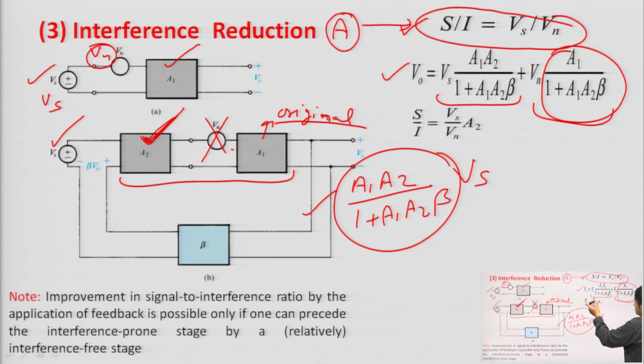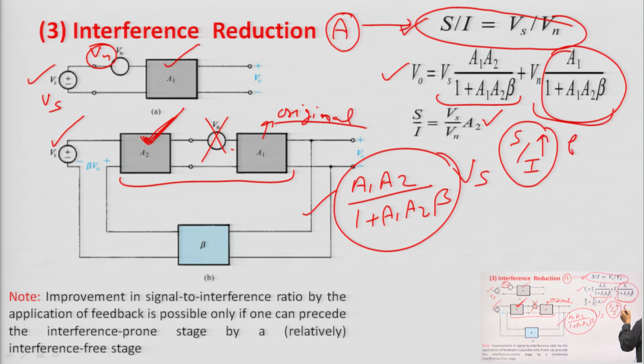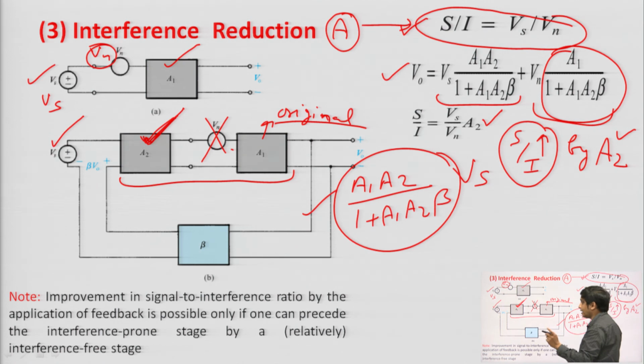Now, just again calculate the value of S by I. Now, this S by I you can see that it is Vs upon Vn into A2. Now, your signal to interference ratio is enhanced by the factor A2, and what is this A2? A2 is the gain of that additional amplifier which we have connected before the original amplifier. So, the point is that with the help of negative feedback, we can reduce the interference.